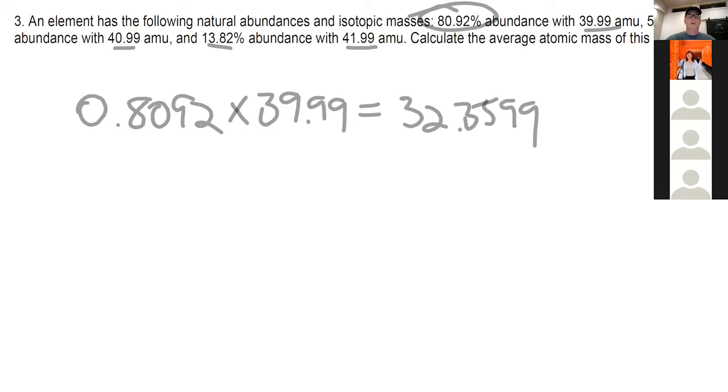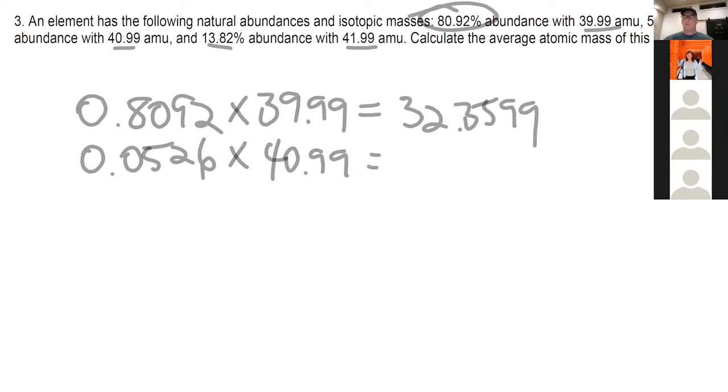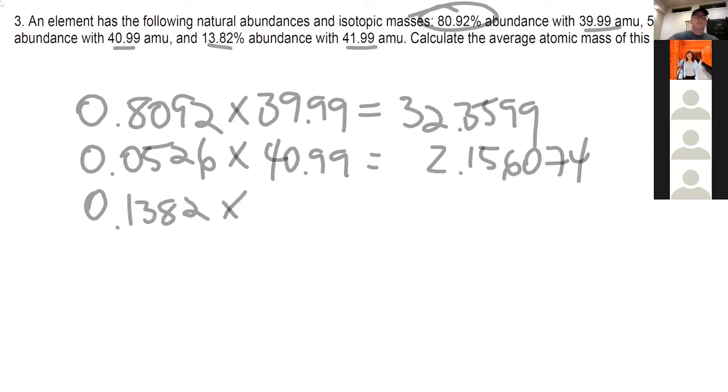Then same thing for the other ones. So 5.26 divided by 100 is 0.0526. Times 40.99. What does that give me? 2.156074. Okay. And then same thing for the last one, 13.82 divided by 100, 0.1382. And then multiply by 41.99 is 5.803018.